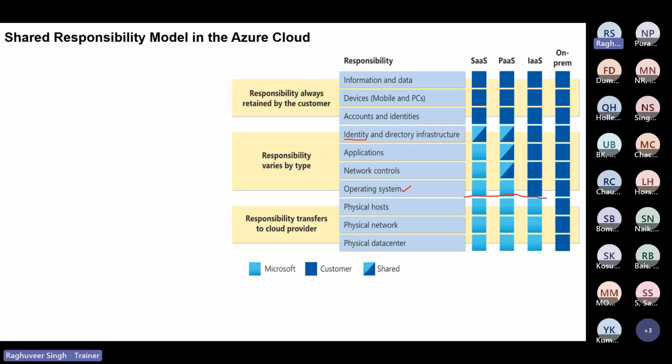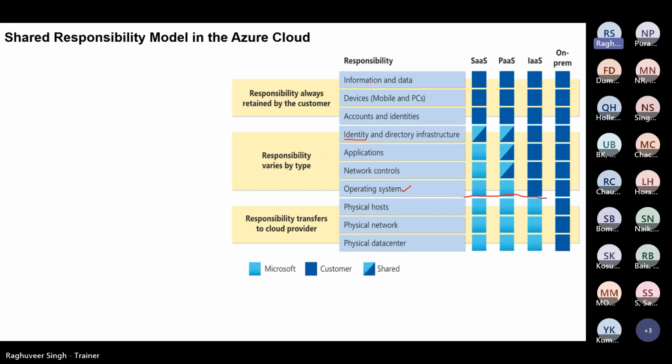You can apply Rights Management Services. So all the capabilities and tools will be provided by Microsoft. However, the discretion will be in the customer's hands, whether they want to use it or whether they want to use a third-party solution. And that is why information and data will always be the responsibility of the customer. Microsoft has absolutely no play here.